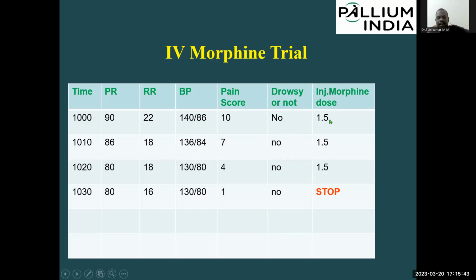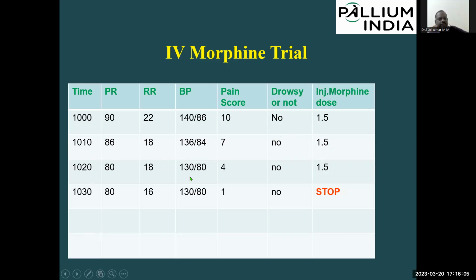Then you will wait for another 10 minutes. So at 10, you will again look for the vitals. You will ask the patient, how is your pain now? Can you tell me what is the pain score? It is 7 now. You see the patient that he is not drowsy. So you will give another 1.5.